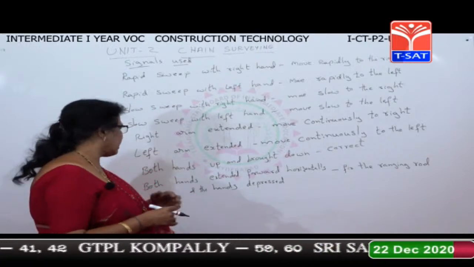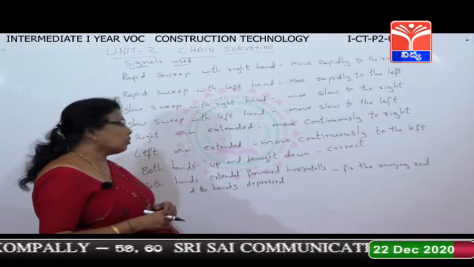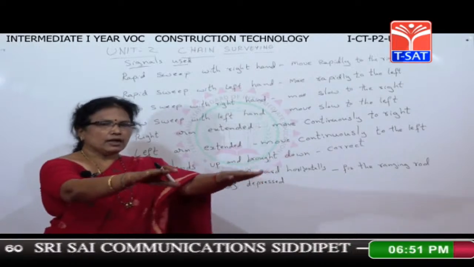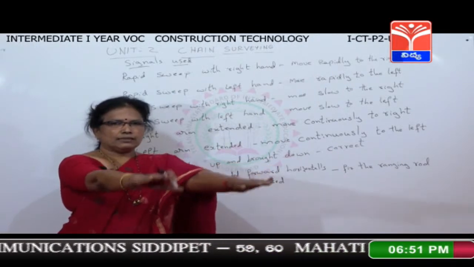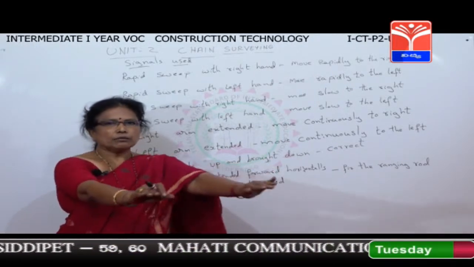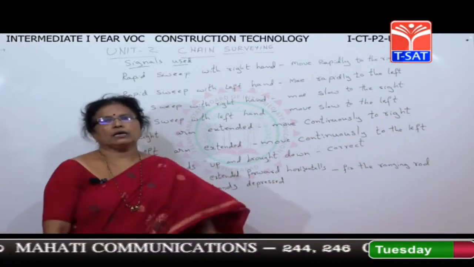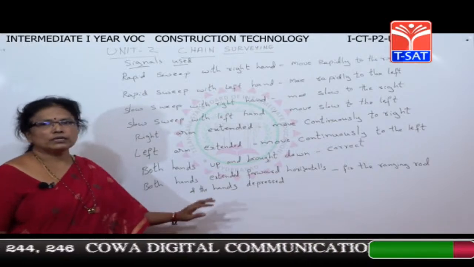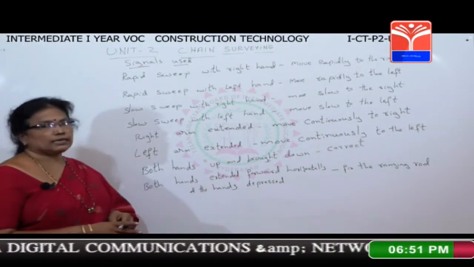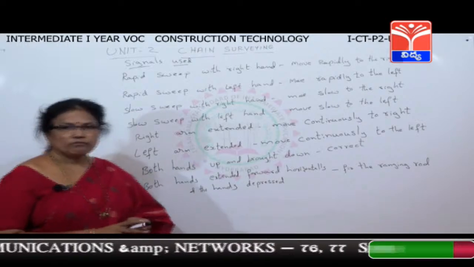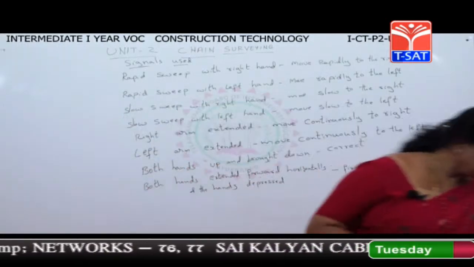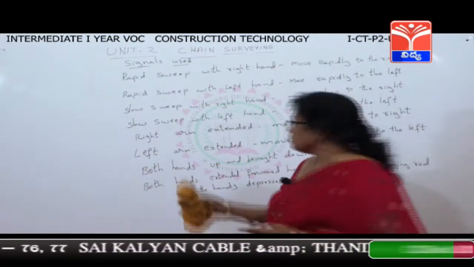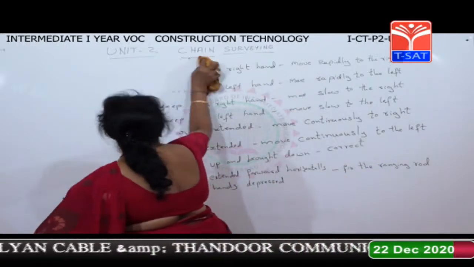The alignment is correct. Next is both hands extended forward like this and they are depressed. That means you have to fix the ranging rod. These are the signals followed in the field. Hope it's clear. Now next is one more thing, chaining on a sloping ground.